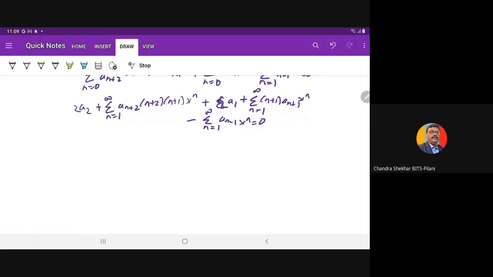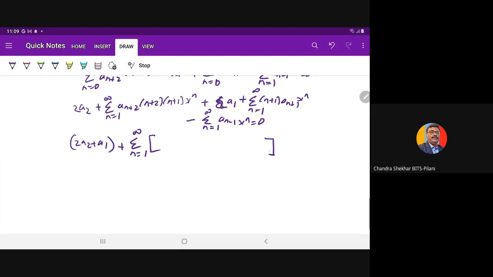So when we collect the like terms, here we have 2a2 plus a1 independent of x, then summation n is equal to 1 to infinity, and here you collect the terms, right, the coefficient of x to power n, and it is equal to 0.